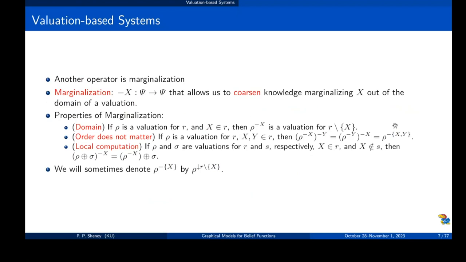Fortunately, this is satisfied for belief functions. It's satisfied for probability, it satisfies for possibility, etc. One other thing: when I want to talk about what is being removed, I use this minus notation. When I want to talk about what's left, I use the down arrow. So the down arrow tells me what's left, and the minus tells me what is being removed when I marginalize. So feel free to ask questions.